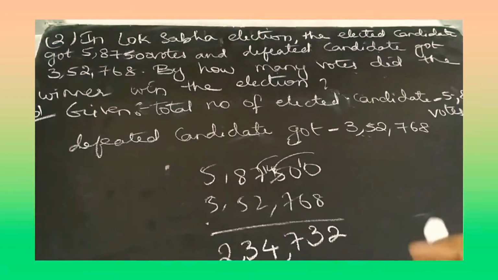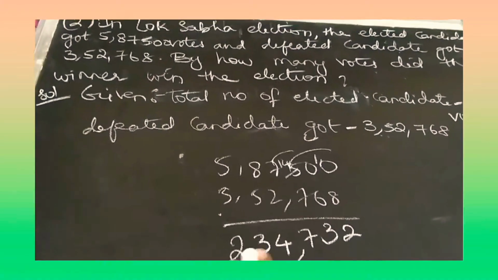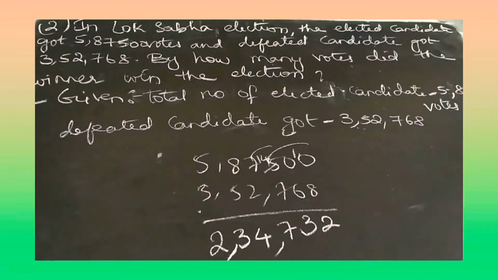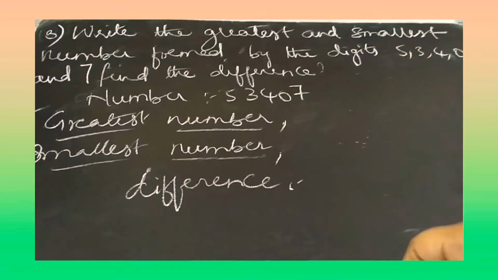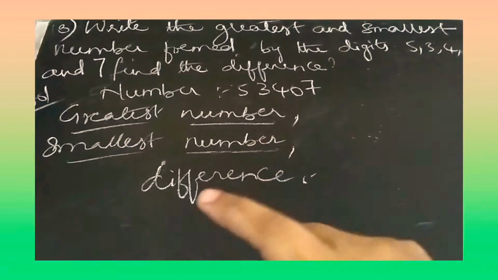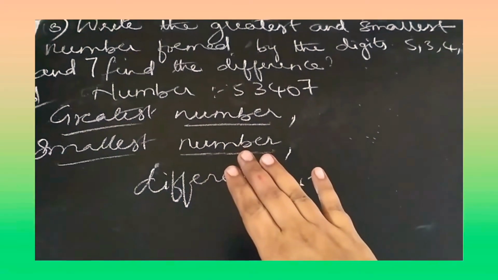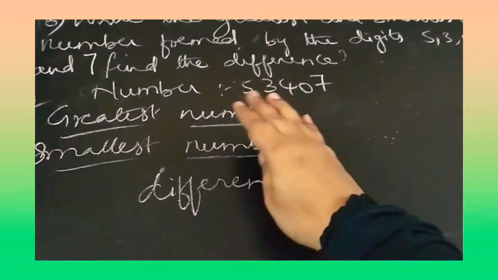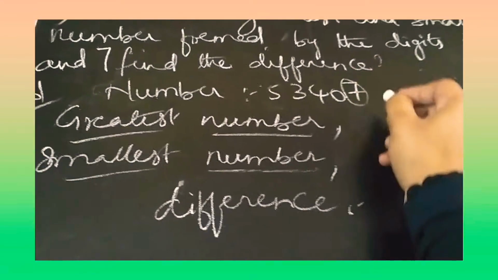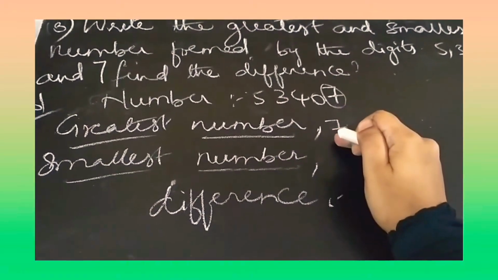So we can write the total number of votes by which the winner won the election is 2,34,732. Third problem: write the greatest and the smallest number formed by the digits 5, 3, 4, 0 and 7. Find the difference. We have to find out the greatest number. Among these, which is the greatest? 7. First we will take 7.